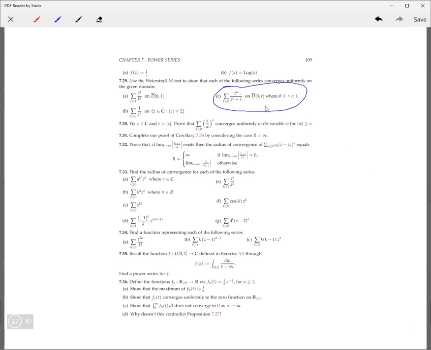So let me show you how this works on this set. Okay, so here's the set right here. It's the disk of radius r centered at 0. And here are the functions. So we're comparing that with the Weierstrass M-test, where the Weierstrass M-test has something like this. But here, what we have is the f_k(z). Each f_k(z) is z^k over z^k + 1.